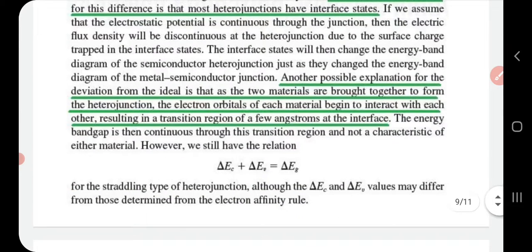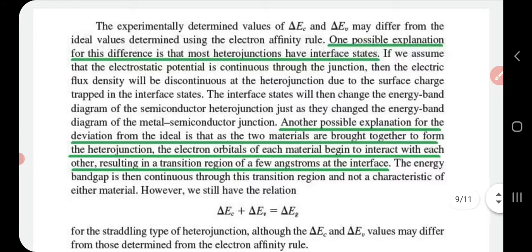Another possible explanation is that as the two materials are brought together to form a heterojunction, the electron orbitals of each material will interact with each other, resulting in a transition region of a few angstroms at the interface. The energy band gap will then be continuous through this transition region and not a characteristic of either material. So we get the relation that the change in conduction band edge plus the change in valence band edge will be equal to the energy band gap difference. So these are the two possible reasons for the difference between the ideal values and experimental values of valence band edge and conduction band edge.